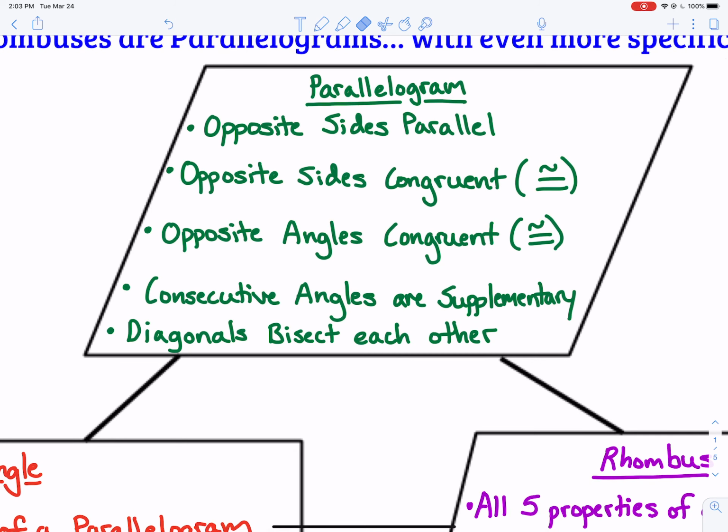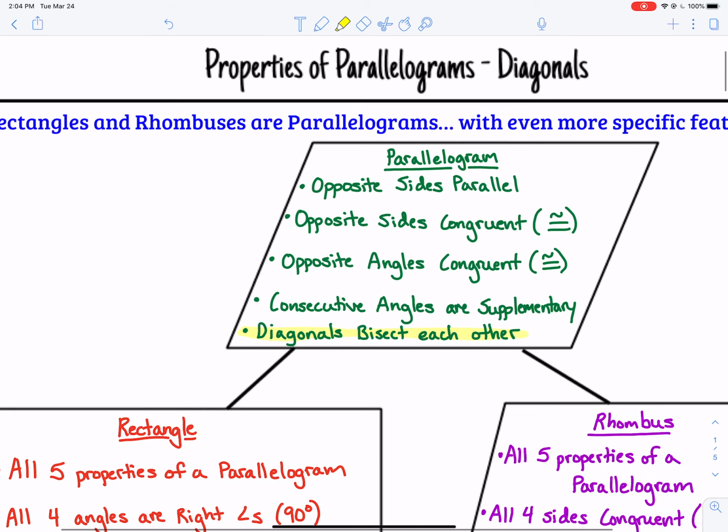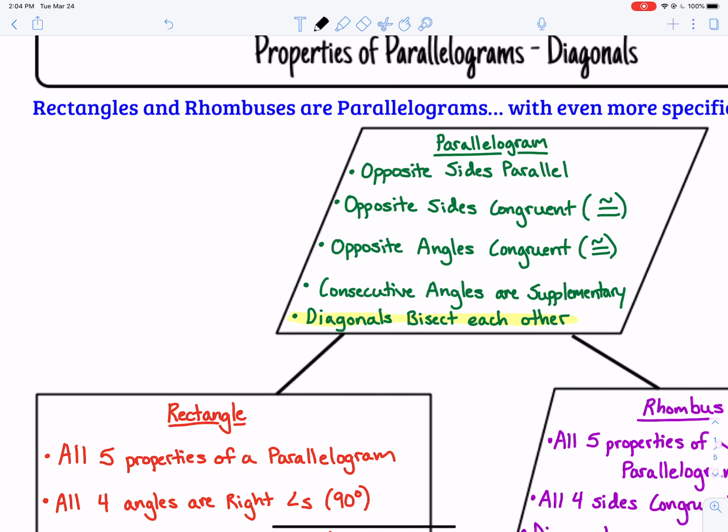We have already talked about how opposite sides are parallel, opposite sides are congruent, opposite angles are congruent, consecutive angles are supplementary, and today we're going to add a property to our list and say diagonals bisect each other in parallelograms. And let's draw a picture of what that looks like over here to the side.